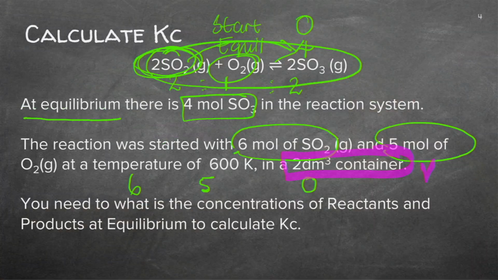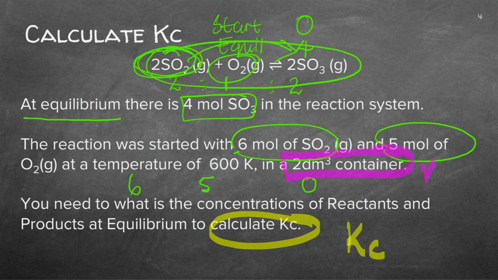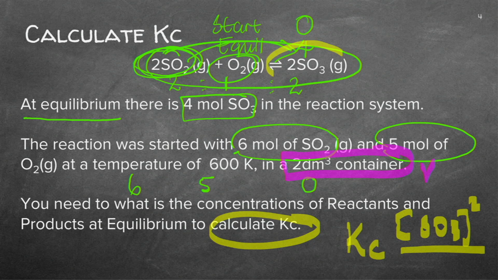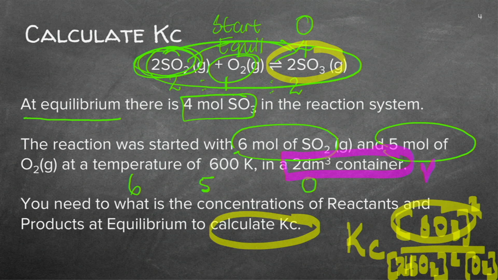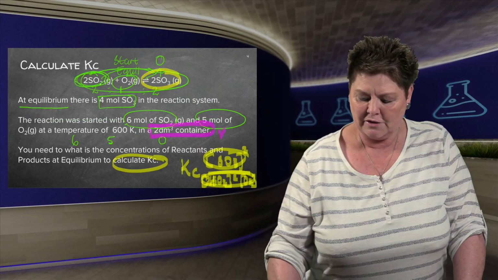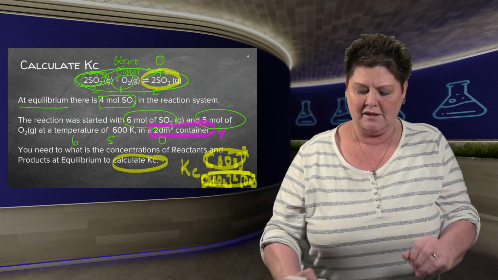They want us to calculate, and this is now the question, the Kc. So I need to know the concentration of the SO3 squared, the SO2 squared and the O2. That's what they want me to know. I need to calculate those values because I don't have them. Now let's organize all the detail that we have.